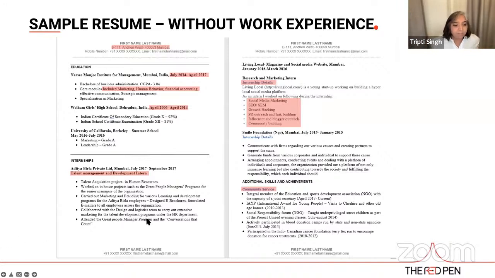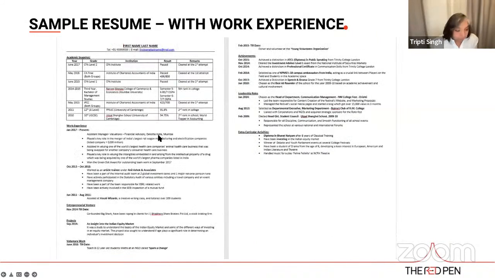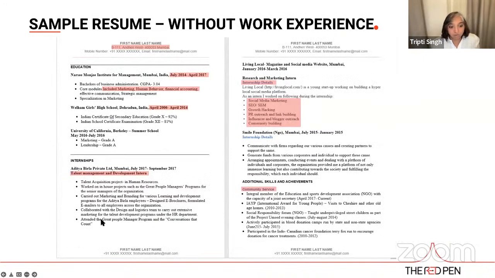Attended the Great People Manager program. Again, see, G is capital, P is small, manager. If it's a proper noun, this was a title. But apparently, if this was the title, then shouldn't all of this be capital? And then "conversations that count" is being double quoted, but this is not. So there is inconsistency there. I don't understand what you're telling me here, right? You're using grammar tools, but you're not using them effectively or accurately, to be honest, right?